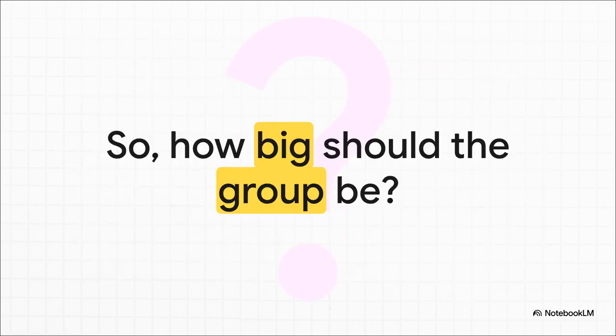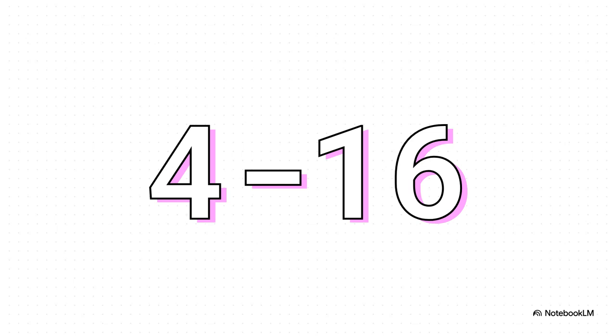Which, of course, brings us to the next logical question. If this number is so important, what should you set it to? I mean, is bigger always better? Well, the recommended sweet spot, based on what we've seen in practice, is a group size somewhere between 4 and 16. This range gives you a fantastic balance. You get enough variety for the model to learn meaningful patterns without completely crushing your computational resources.